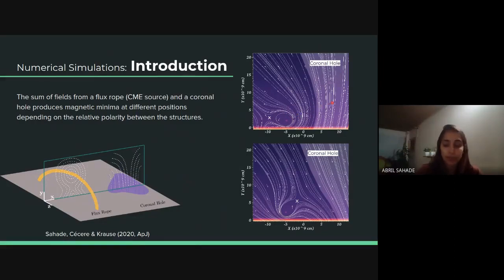When the coronal hole and the flux rope are aligned, meaning that the foot point of the flux rope is the same polarity as the coronal hole, then a null point will be formed on the other side of the flux rope. While when the polarity is anti-aligned, then the coronal hole polarity is the opposite of the nearest foot point. This magnetic null point will be formed between the flux rope and the coronal hole.